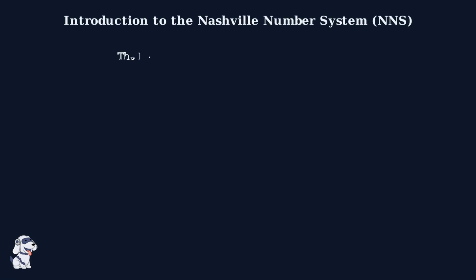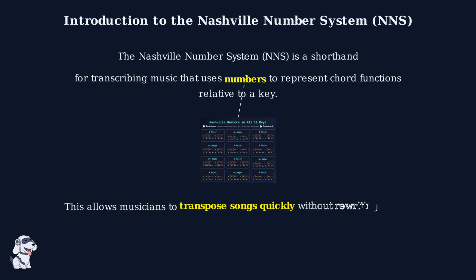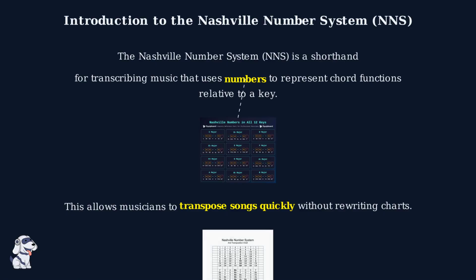The Nashville Number System, or NNS, is a shorthand method for transcribing music. It uses numbers to represent chord functions relative to a key. This system allows musicians to transpose songs quickly without the need to rewrite their charts. Rather than focusing on specific chord names, NNS emphasizes the why of chords, their scale degrees in the key.